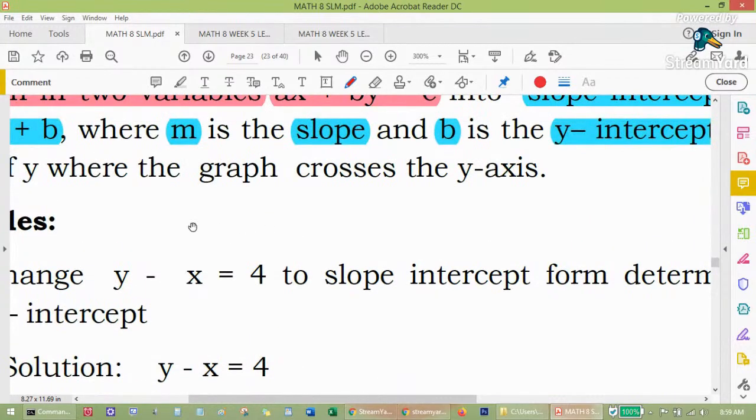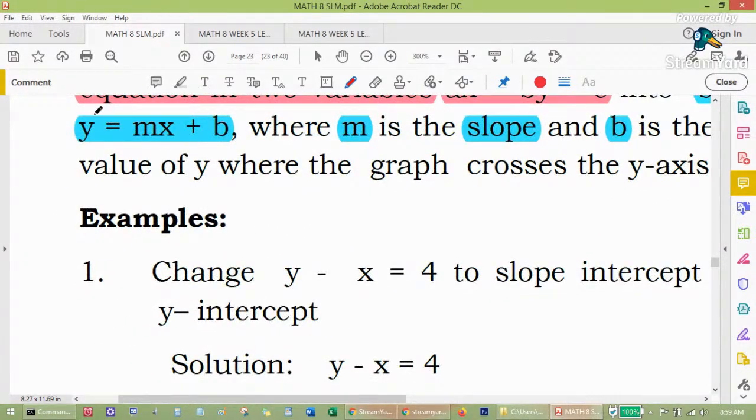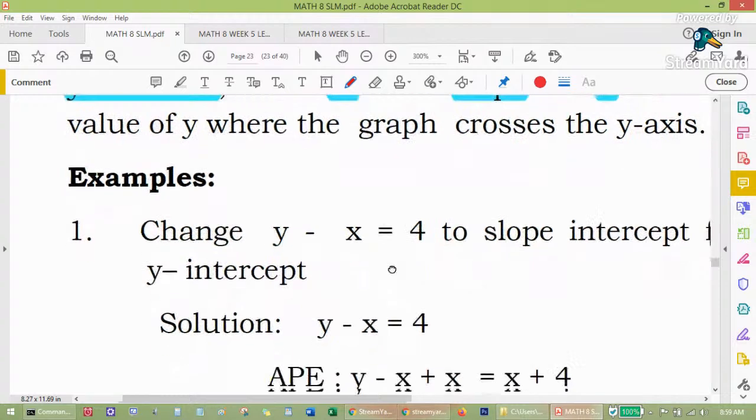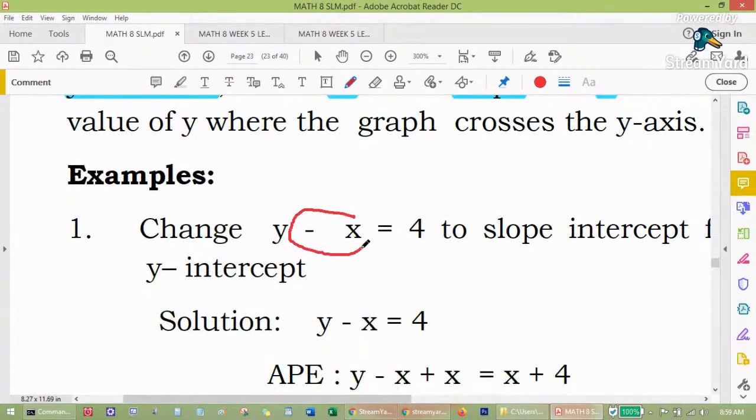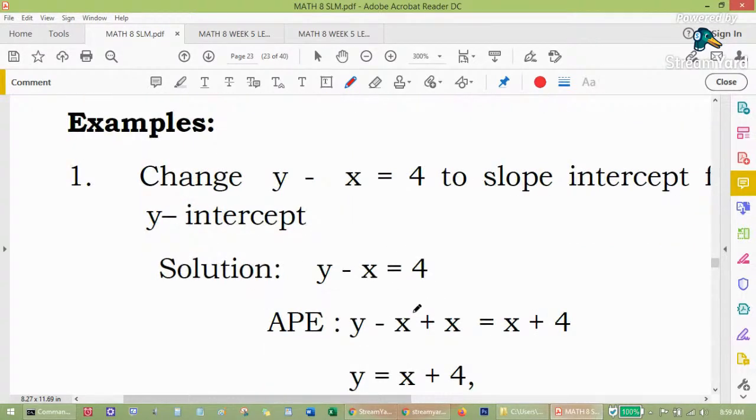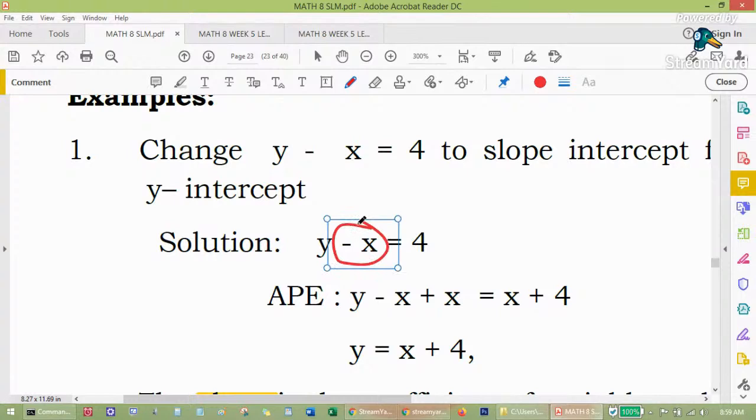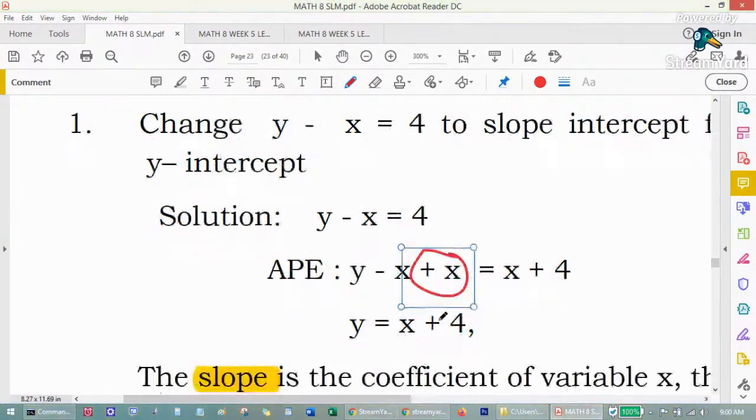And then, balikan natin, no? So, ang slope-intercept form, y lang ang nasa left ng equal sign. So, kailangan meron kang y equals. Dito sa given natin, merong negative x. So, ang ginawa niya is, para mawala tong negative x na to, nag-plus siya ng x dito, at nag-plus siya ng x sa kaliwa.